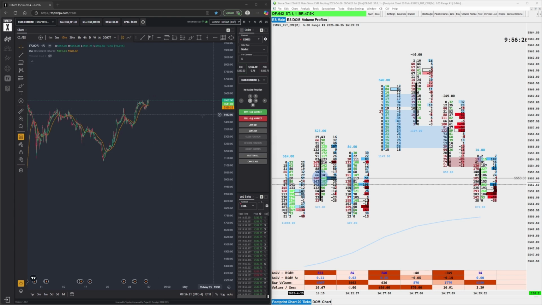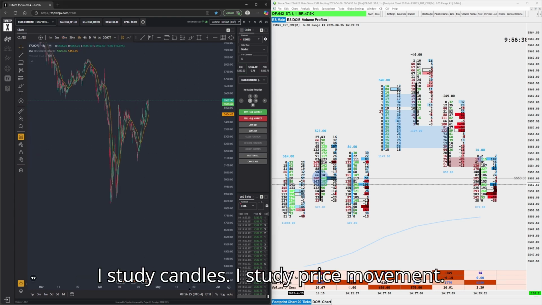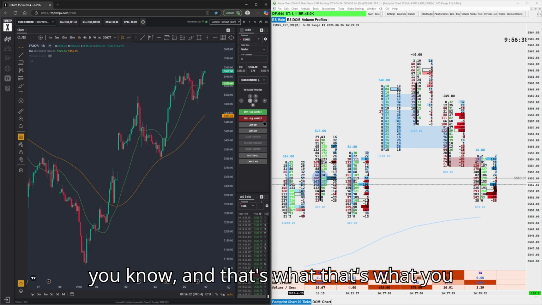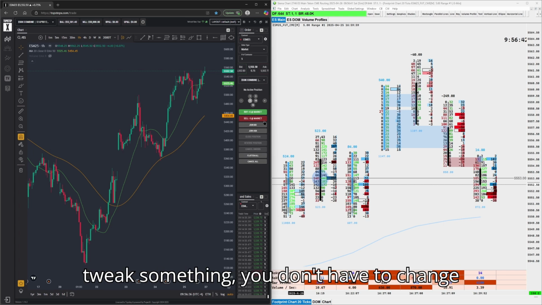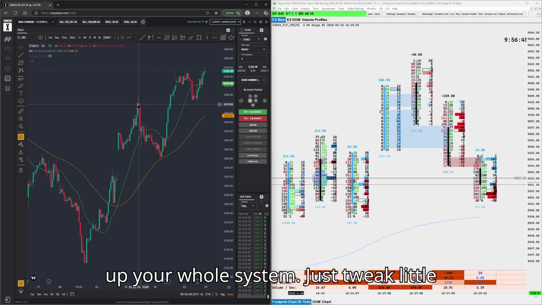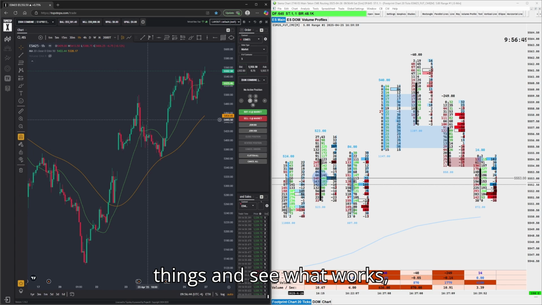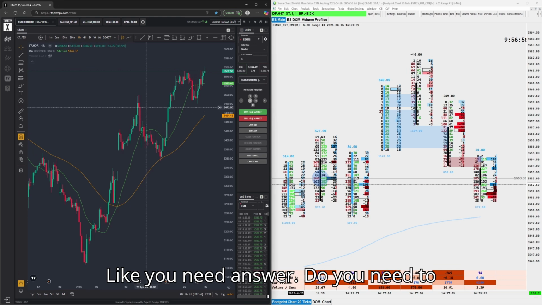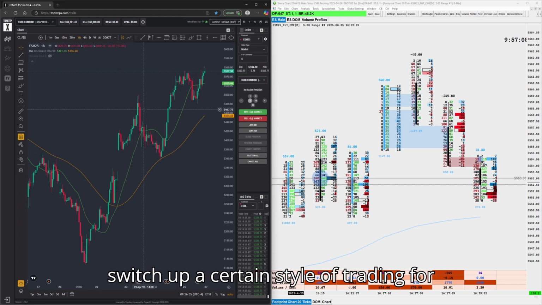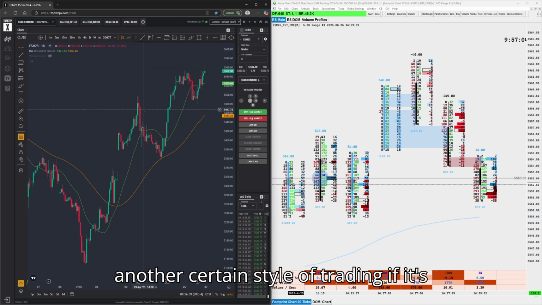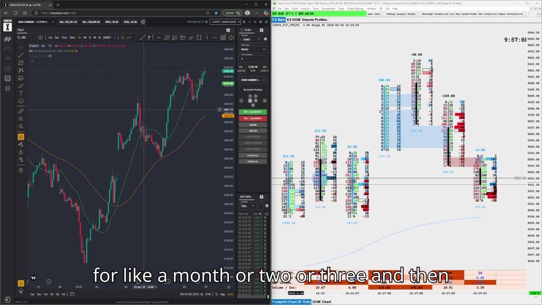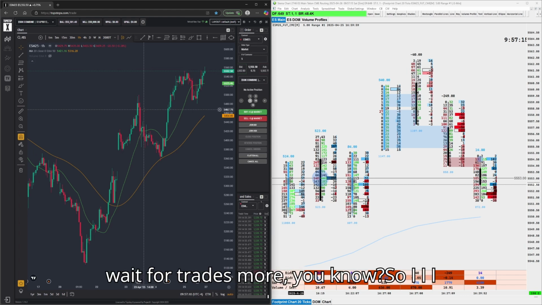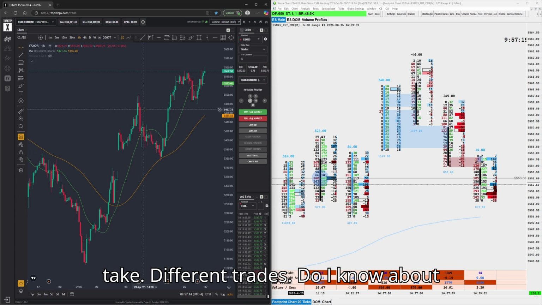So I study candles, I study price movement, I study all that stuff, and you have to find what works for you. When you tweak something, you don't have to change up your whole system. Just tweak little things and see what works. Ask questions that you need answered. Do you need to switch up a certain style of trading for another if it's not working? Yeah, if you use it for a month or 2 or 3, and then, no, okay, this isn't my style. Or I'm not a scalper. I like to wait for trades more. So I take different trades.